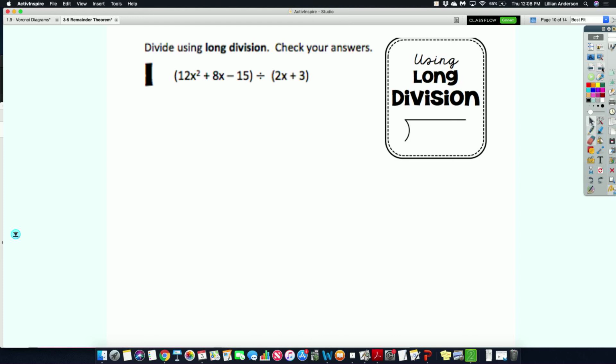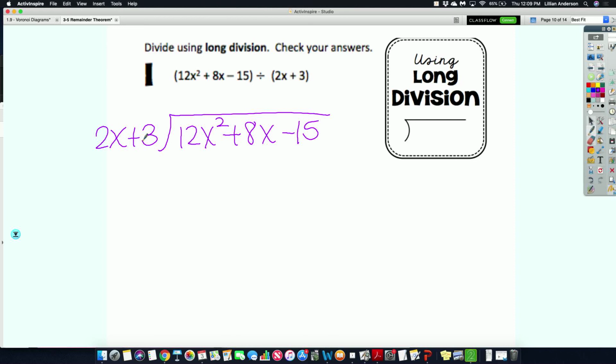But let's review long division. Okay? Long division is the one that you have the little radical symbol. Okay? And then what you do is you put your 12x to the second power plus 8x minus 15 underneath your division bar. And that 2x plus 3, that is your divisor. Okay? So 2x plus 3 is your divisor. 12x squared plus 8x minus 15 is called your dividend. And the answer that you get when you actually divide is called your quotient. So what's on top of the division bar, that's called your quotient.